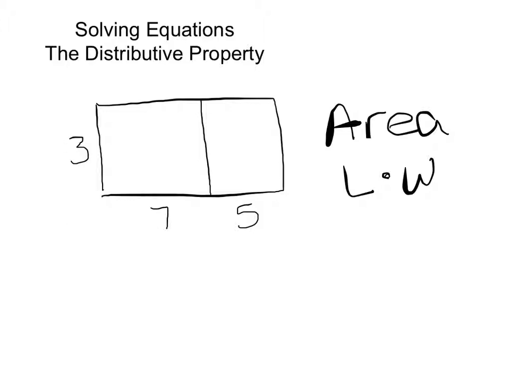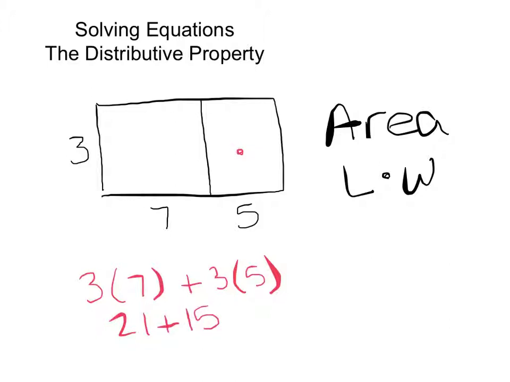Alright, so everybody has thought about it. There's two ways that you could actually find the area of this rectangle. You could do it by looking at each rectangle separately. You could do 3 times 7, get one part, and then add the area of the second rectangle, this one over here, which is 3 times 5. So 3 times 7 is 21, plus the area of the other rectangle, which is 15, 3 times 5. And you get that the area of the whole rectangle is 36.